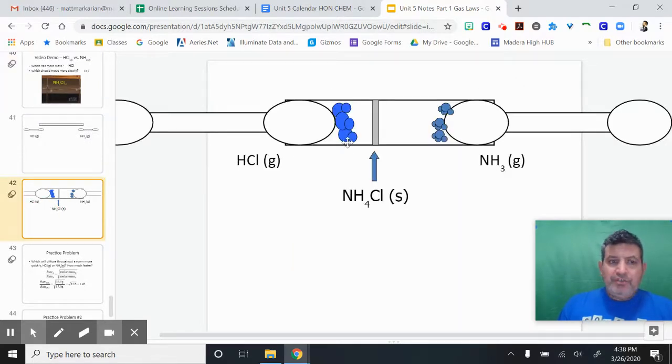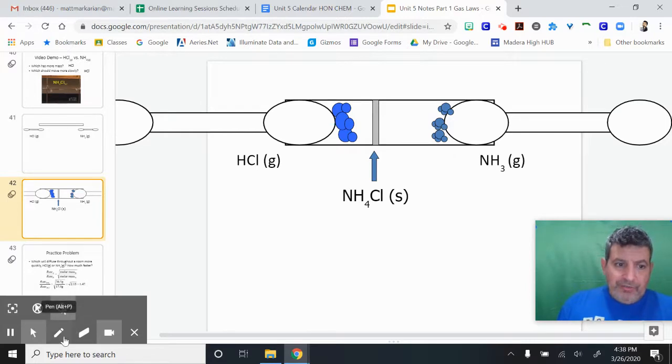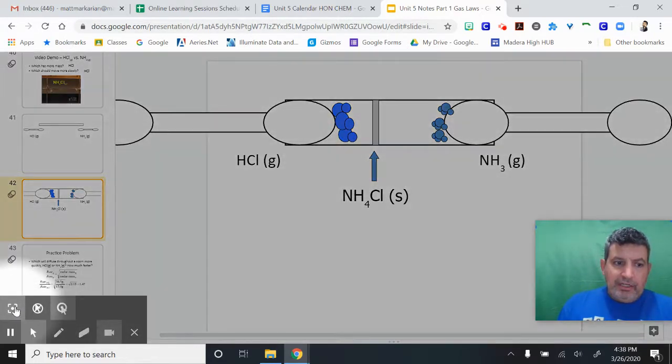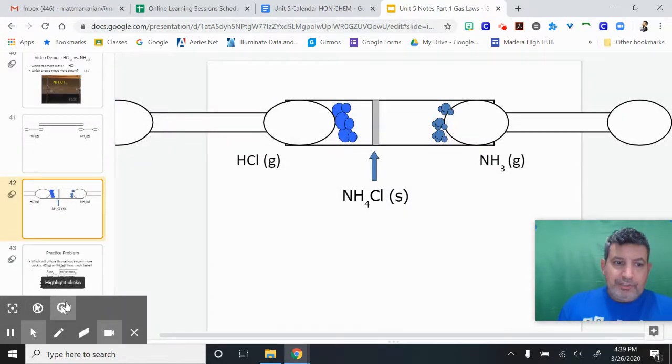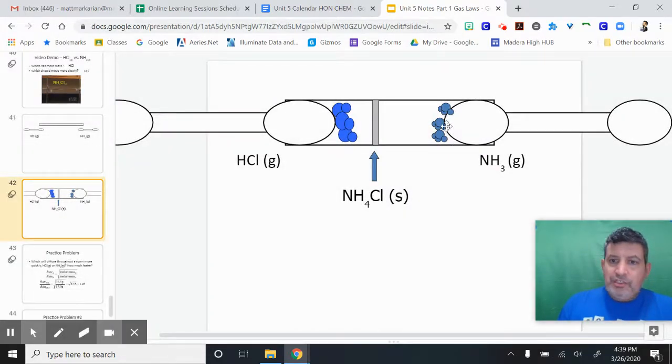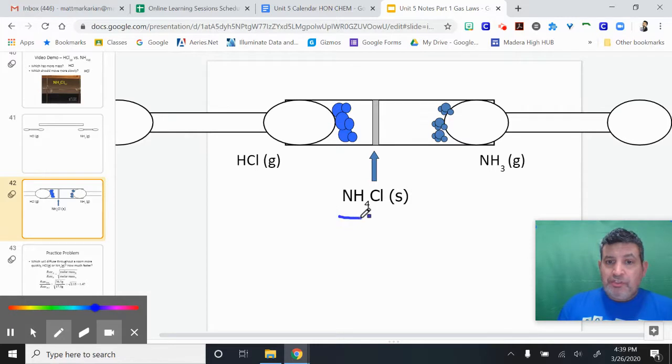In the video, you won't see the gases because they're clear, but you will see the gases moving towards a spot in the glass tube. We can't see the gases as they move through the tube, but we do see where they react because they form a solid, ammonium chloride.